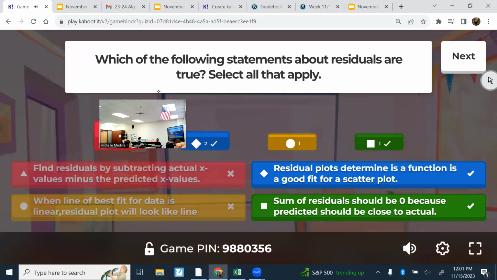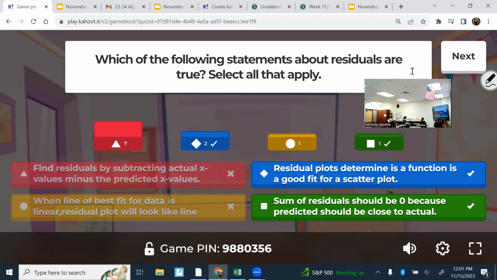Okay, so blue and green are both true, although I probably phrased some of it differently. Red, it sounds like one of the things you learned, but what it would actually have to say is that you subtract the actual y values minus the predicted y values. Y values would be your outputs, so that's what we care about, not the x values. X values should be the same in each situation. Residual plots do determine if the line of fit is good for the scatter plot or not.